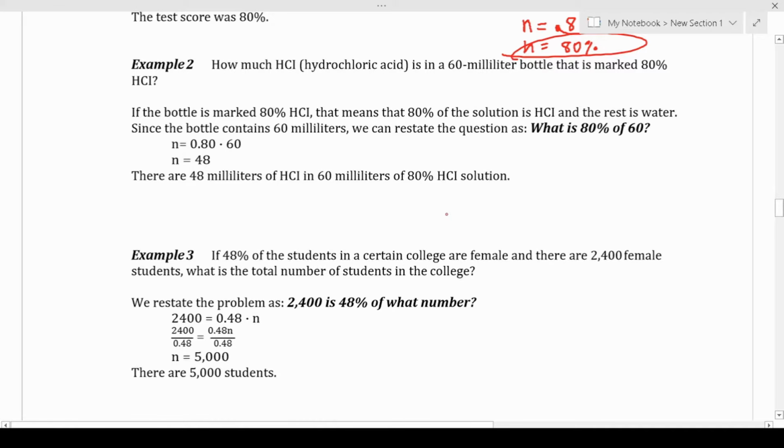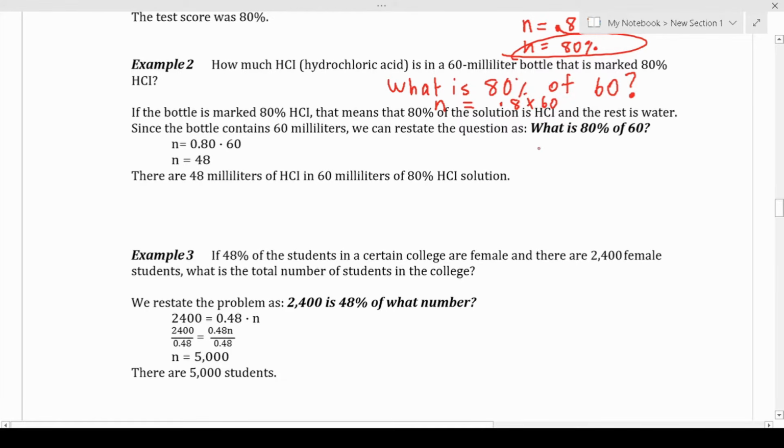For example 2, it says how much HCl, which is hydrochloric acid, is in a 60 milliliter bottle that is marked 80% HCl. So in this case, we want to figure out what is 80% of 60. That's going to be our simple phrase. And again, what, if you recall, we represent as n. Is always equal. We're going to write 0.8 here. Of is multiply, and then 60.